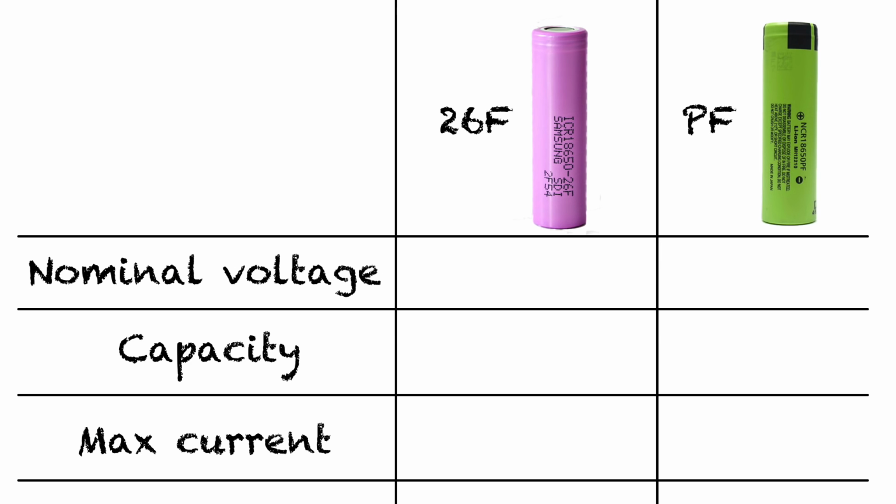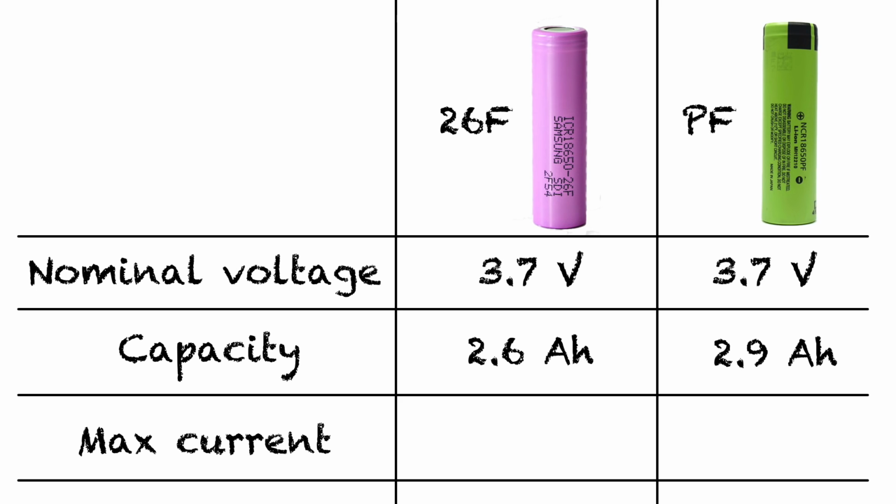All right, now to compare these cells, we need to start looking at their specs. Now, these are both lithium-ion cells, so they're both rated for about 3.7 volts nominal. The 26F cell has a capacity of 2.6 amp hours, and the PF cell has a higher capacity of 2.9 amp hours. The 26F cell is only rated for about 5 amps continuous, while the PF cell is rated for about 10 amps continuous of discharge current. Now those specs are going to become important when we build our pack.